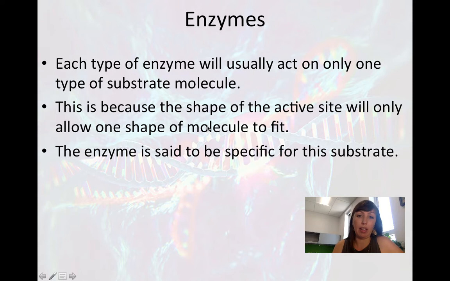Each type of enzyme will usually act on only one type of substrate molecule, and that's because the shape of the active site will only allow one shape of molecule to fit. The enzyme is said to be specific for this substrate, hence the key and lock model.